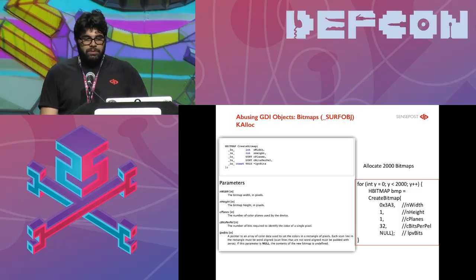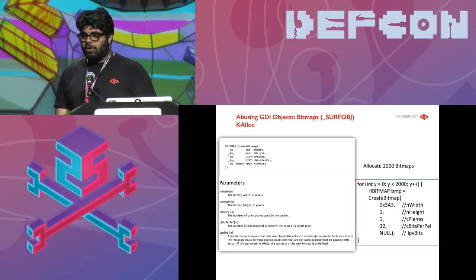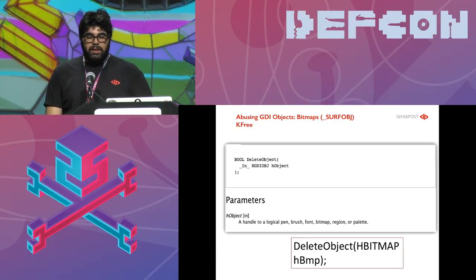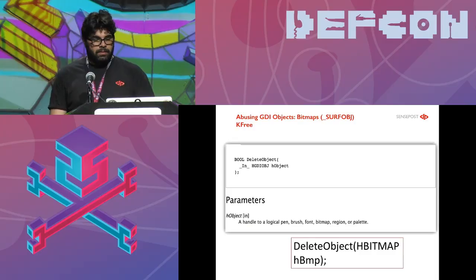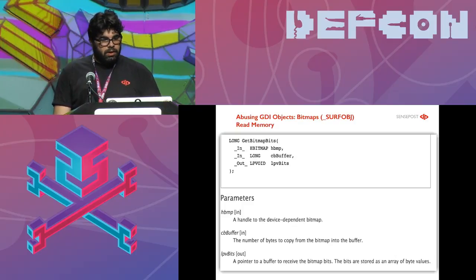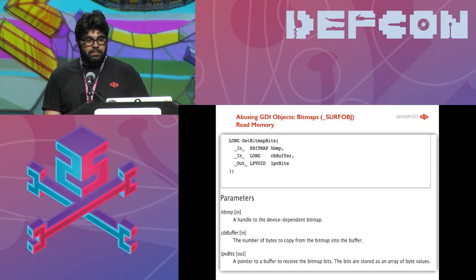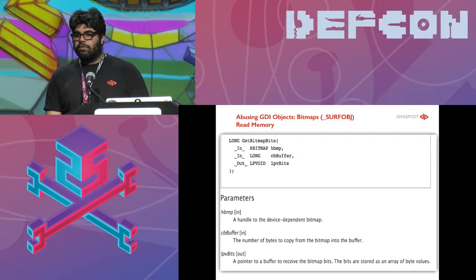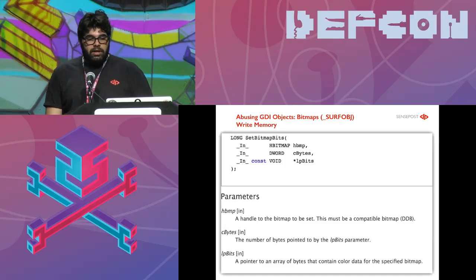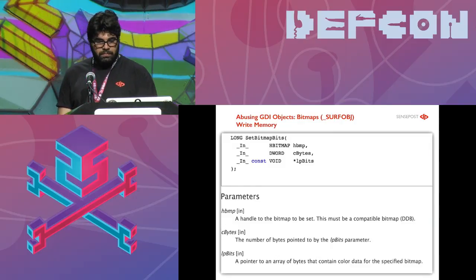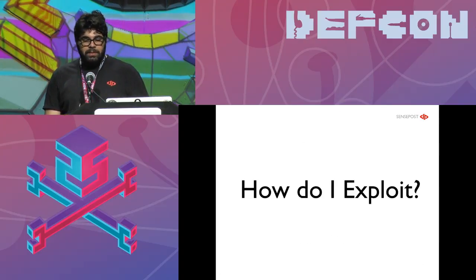The way you can allocate bitmaps to memory is by calling the CreateBitmap user mode function. This takes a width, a height, the planes, the bits per pixel, and the bits of the bitmap, and allocates a bitmap in memory. The way you can free bitmaps is by calling DeleteObject. The next point is the way you can read the bitmap memory is by using GetBitmapBits. These are all user mode functions, you can call them from any application. And the way you can write to bitmap memory is by using SetBitmapBits.